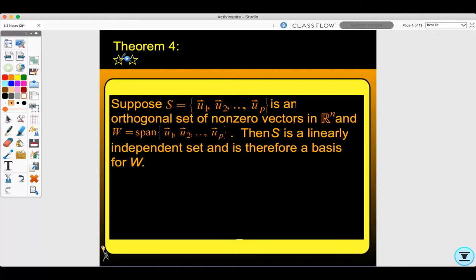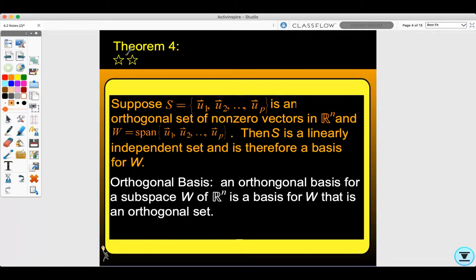Theorem 4. Suppose S is u1, u2, all the way to up, is an orthogonal set of non-zero vectors in Rn, and W is the span of u1, u2, all the way to up. Then S is a linearly independent set and therefore is a basis for W. Orthogonal basis: an orthogonal basis for a subspace W of Rn is a basis for W that is an orthogonal set.